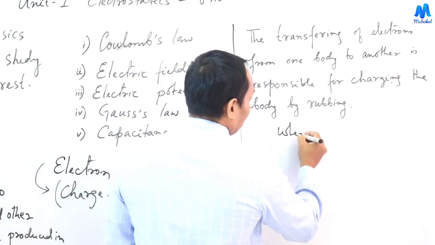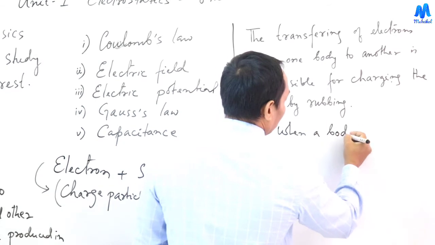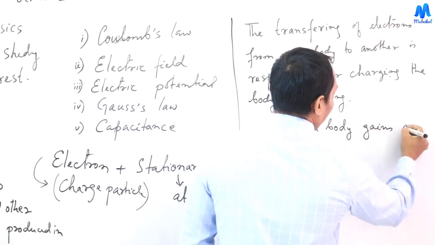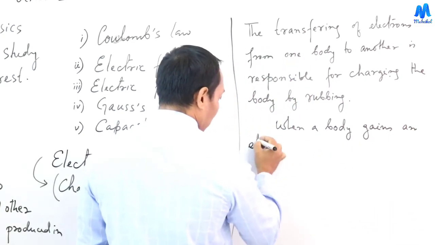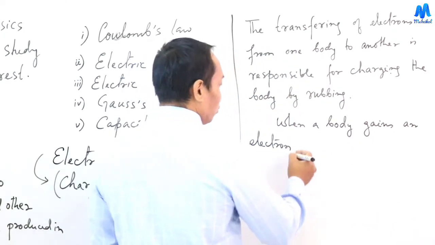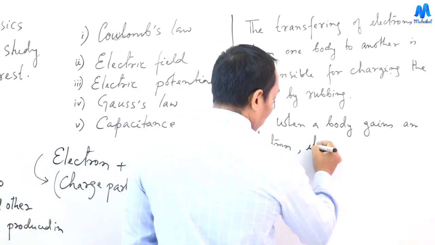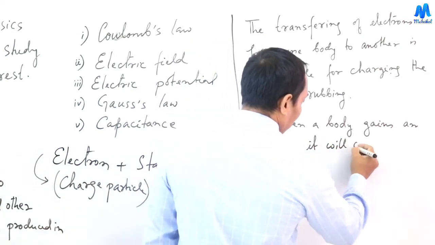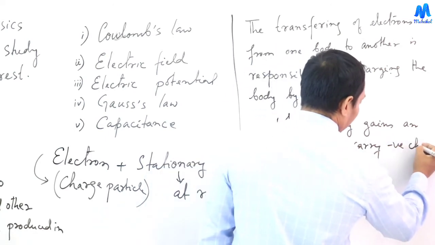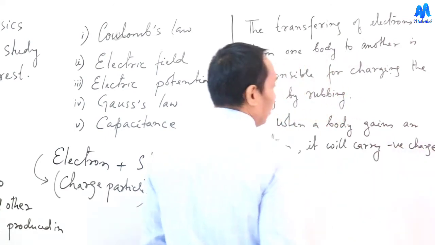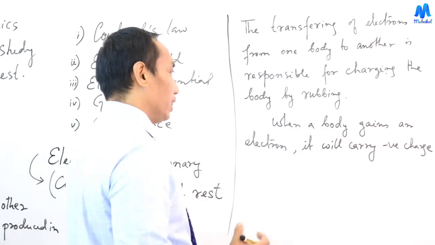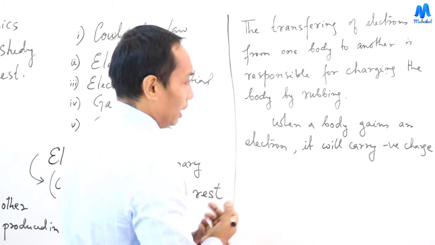When a body gains an electron, it will carry negative charge. Generally, electron carries negative charge.